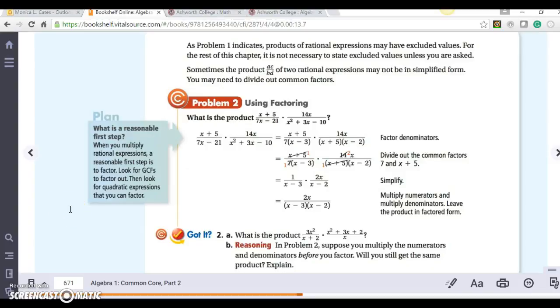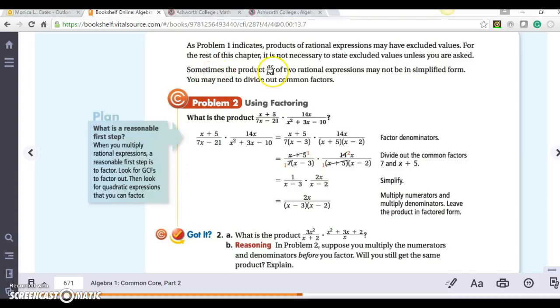Okay, we're looking at problem 2, using factoring to multiply rational expressions. So first let's read this. It says, as problem 1 indicates, products of rational expressions may have excluded values. For the rest of this chapter, it is not necessary to state excluded values unless you are asked.